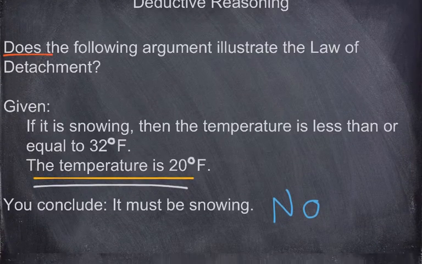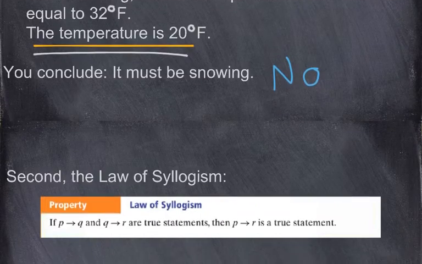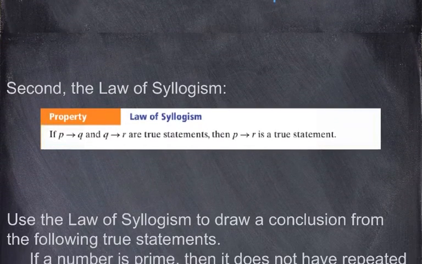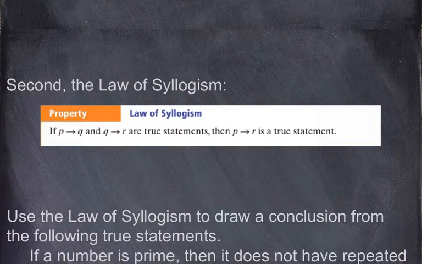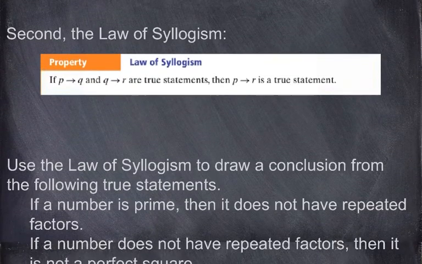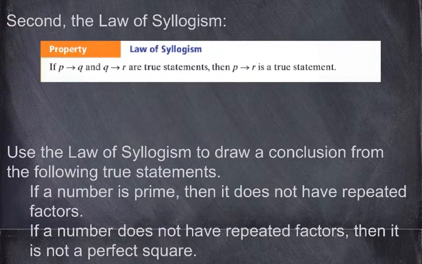Now, the second one is called the law of syllogism. Some people refer to it also as a logical chain. If one thing happens, then if P happens, then Q happens. Well, if Q happens, then R is going to happen.